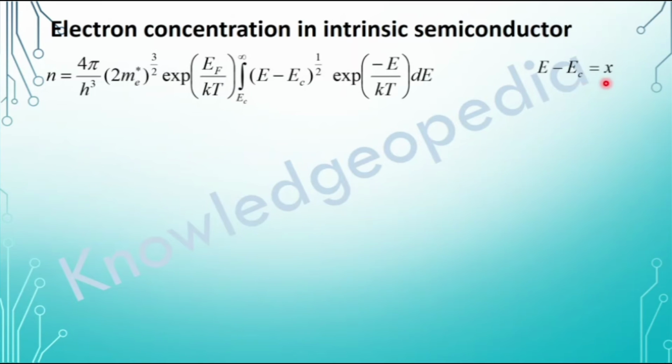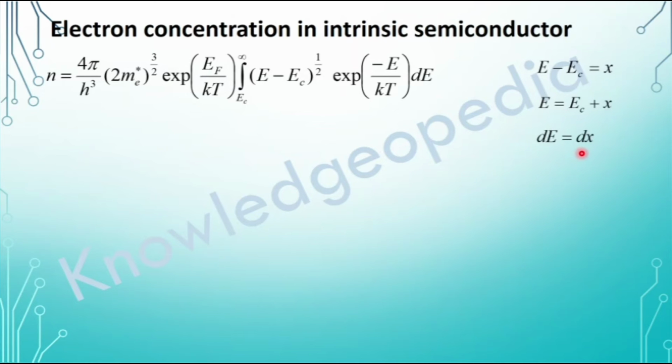If I am taking this X, what will be E? E will be equal to, taking EC to the right hand side, EC plus X. And what will be dE? dE equals dEC, which is a constant term so that will be 0, plus dx.